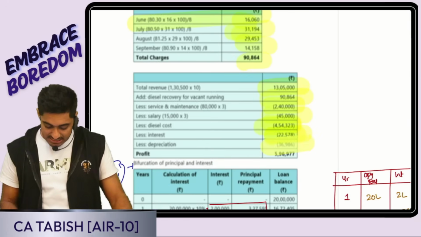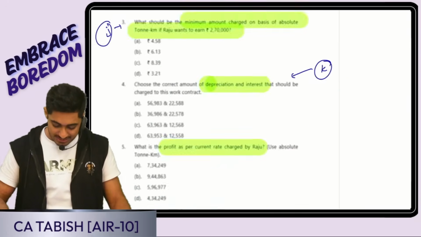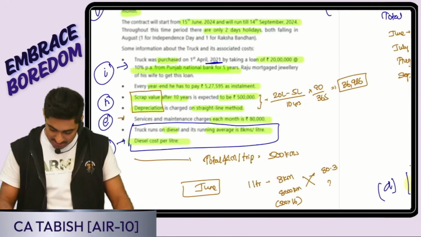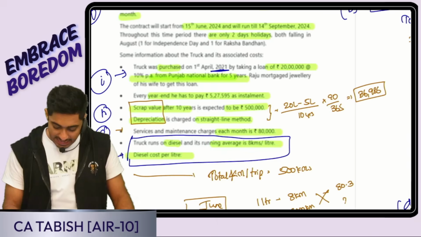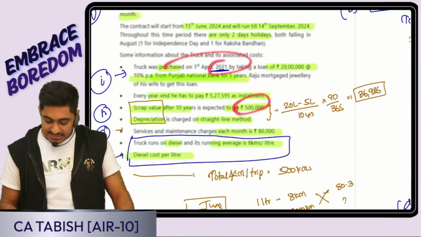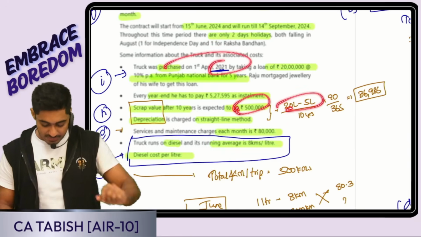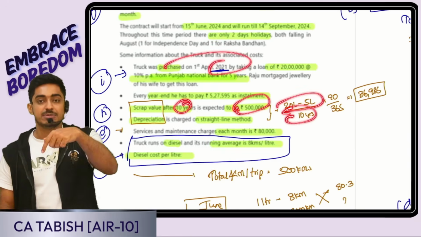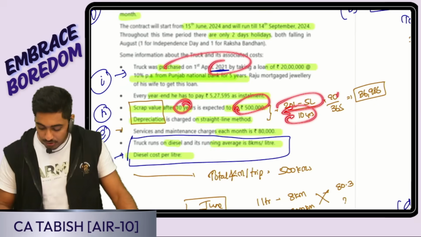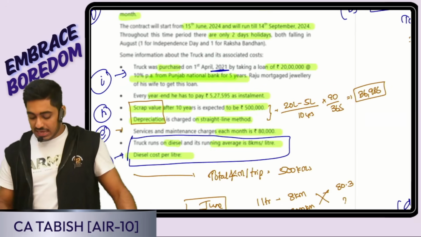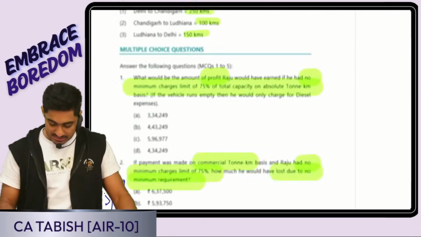Then comes the depreciation. Depreciation is again going to be a simple adjustment only. If you see here, depreciation. 20 lakh I purchased the asset. 5 lakh is the scrap value. That means 15 lakh is depreciable. It is for 10 years. I will get the depreciation per annum. I want it for the period of the contract, into 90 divided by 365. I will get 36,986. Is this clear, everyone?